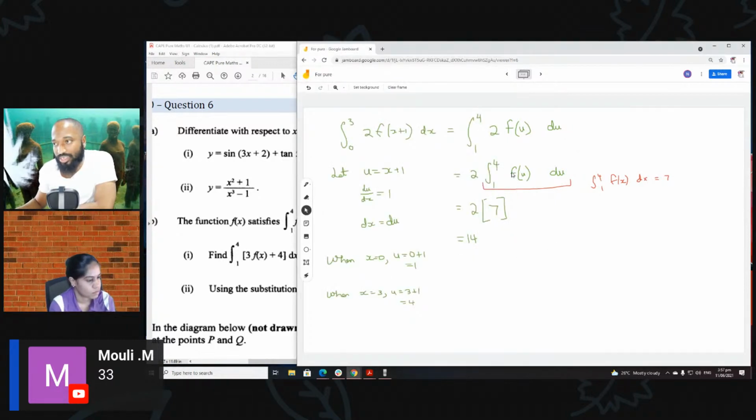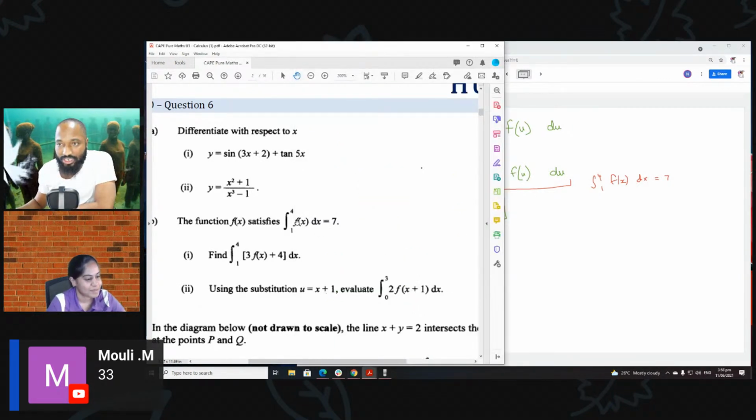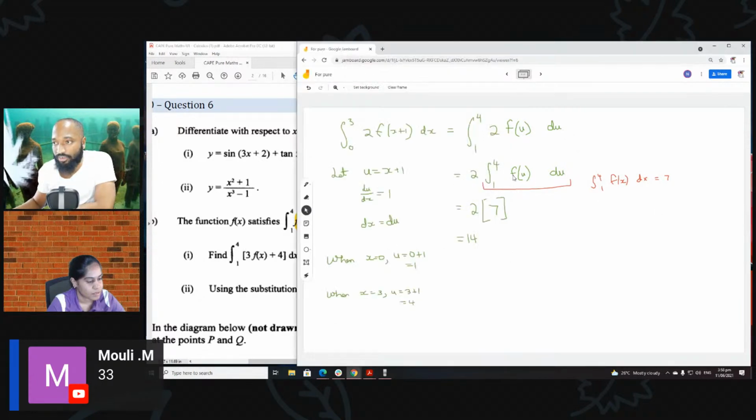You get the 2 come out, and it doesn't matter if I have u, v, x, anything. The function says once I'm integrating anything with respect to itself between 1 and 4, this function will always give me 7. So it really doesn't matter if I had v, x, or u. I have the integral of f of u with respect to u between 1 and 4. So that is just 7. That was from part 1. Yeah, part 1. And then 2 by 7 is 14.